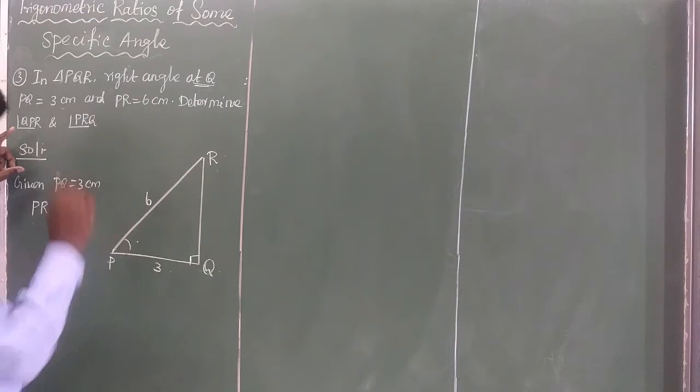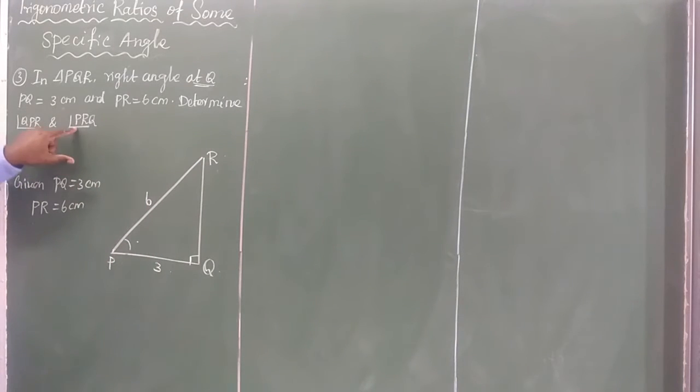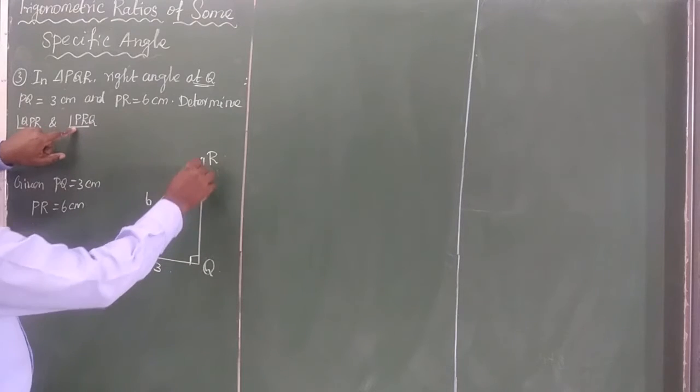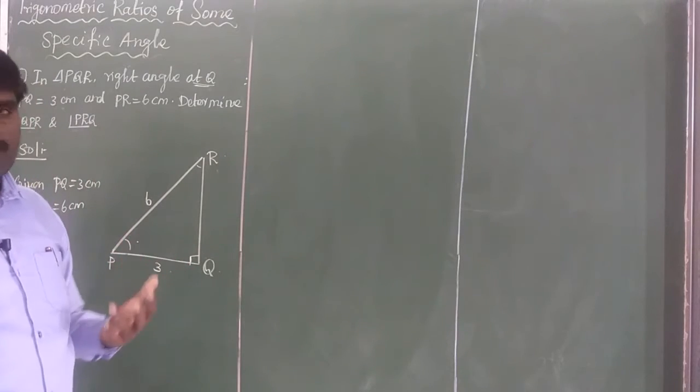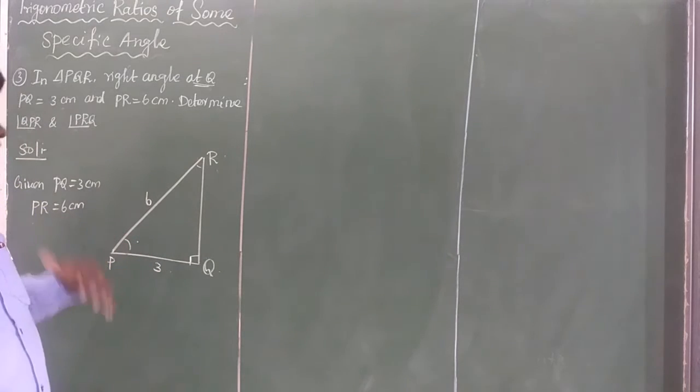QPR, this value we find out first. Next, BRQ, that's the angle of R. That's both values we need. So in this concept, you will solve two different types of methods. First, we know the familiar method.